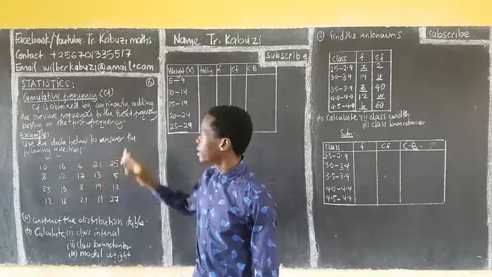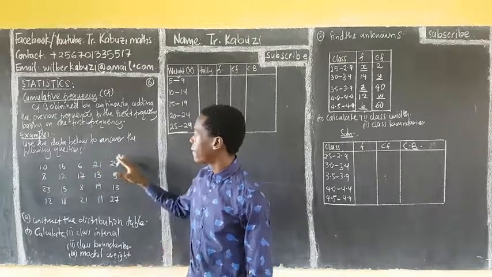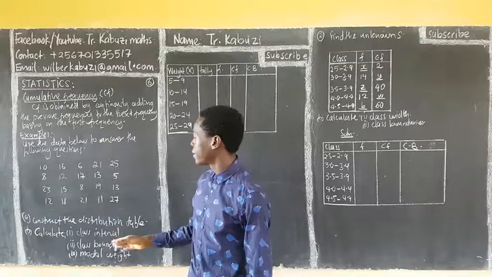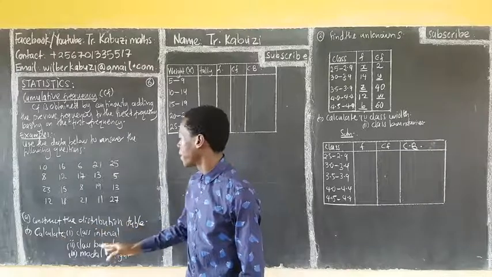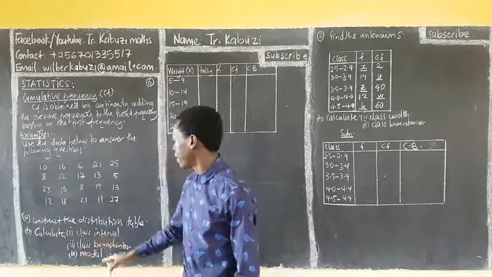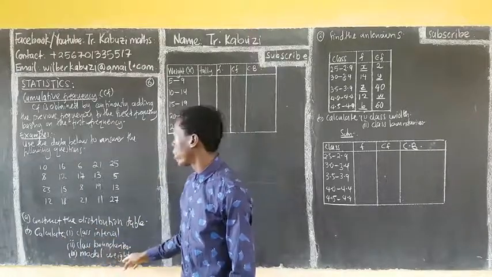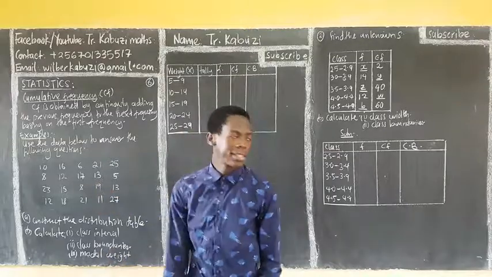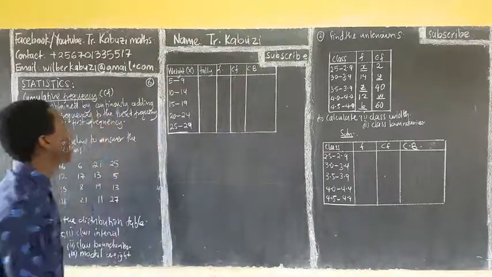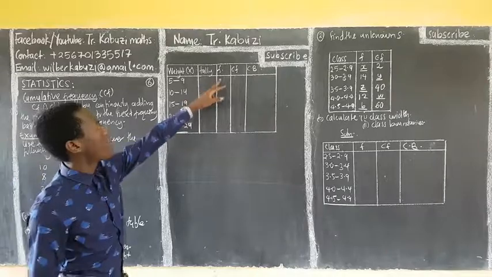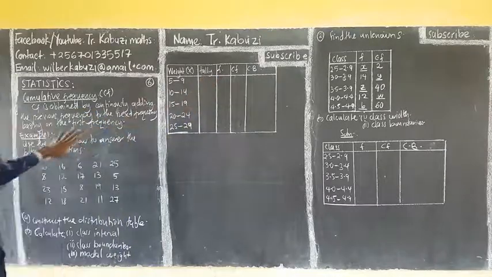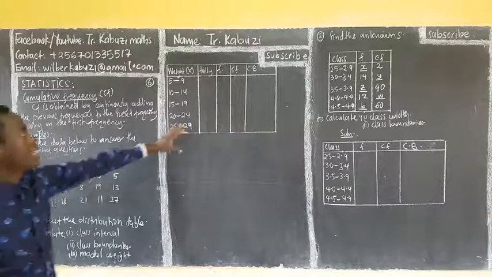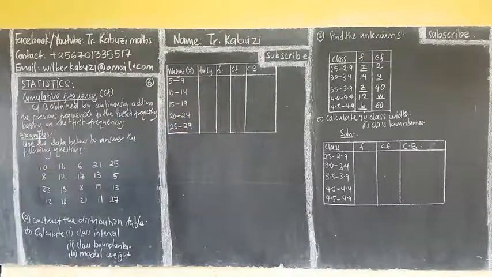Use the table below to answer the questions that follow. They are giving us this data, and they are telling us to construct the distribution table, capture the class interval, the class boundary, then the mode, meaning the weights. So how would I do this? I really need to get the frequency, but we first get the tally. The tally is what is going to help us simplify this into this. How do we go about it?